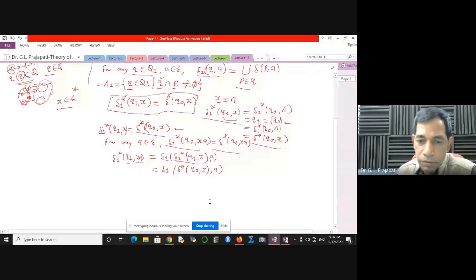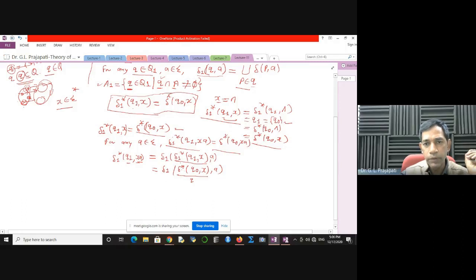Now see, delta star Q0 x. Delta is the transition function of your NFA. So if you are at Q0 and you take the string x, you will go to some subset of Q. And this subset is actually the state of your DFA. So let this be the Q.